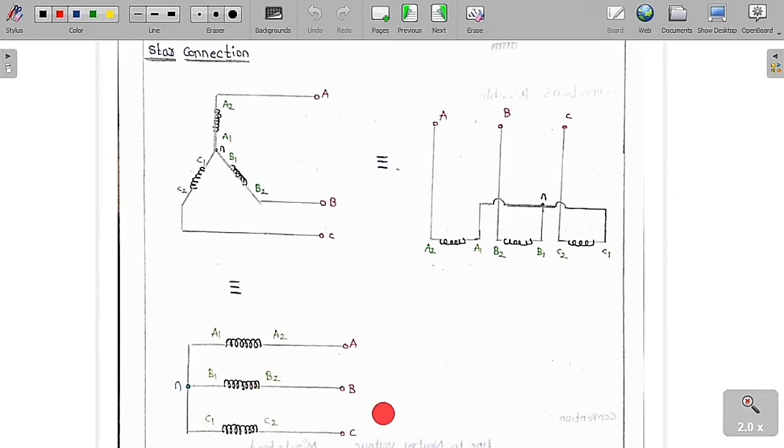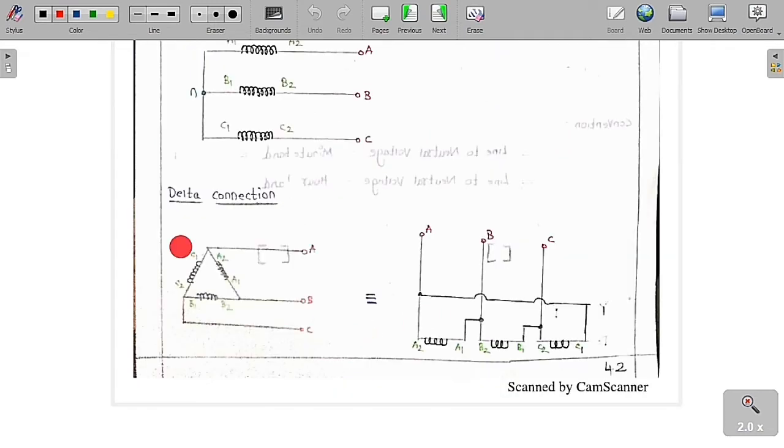In another fashion also we can draw it, even like this. See, this is the terminal of A to A1, B to B1, C to C1. So join all the common points A1, B1, C1 to a common point, which is called the neutral, and take the remaining points outside, which are called A, B and C. So you can see clearly you can draw either this one or this one or this one. Each and everything is the same. So simply we can say that A1, B1, C1 we are going to join together. That point is called the neutral, and we are going to take the remaining points outside and call them A, B, C. These are the three different forms of drawing the star connection.